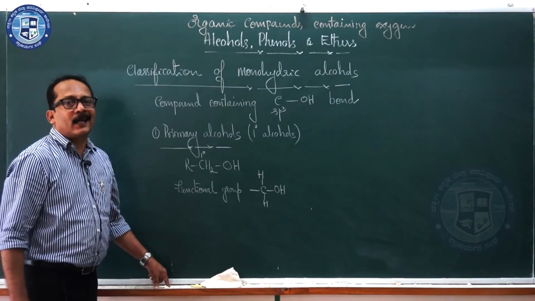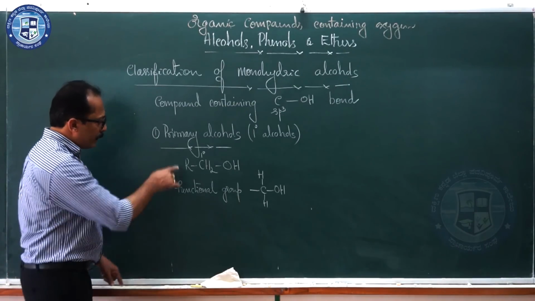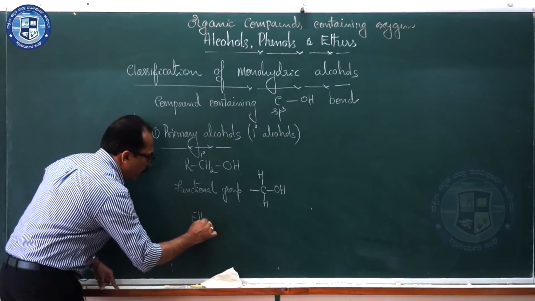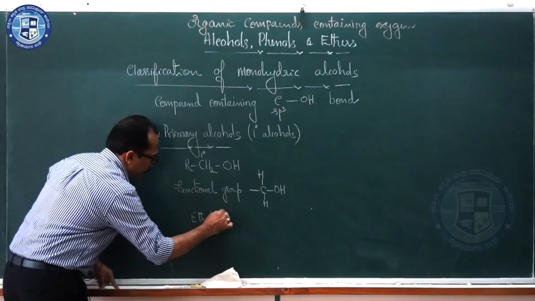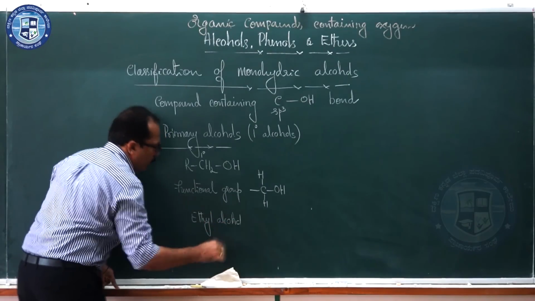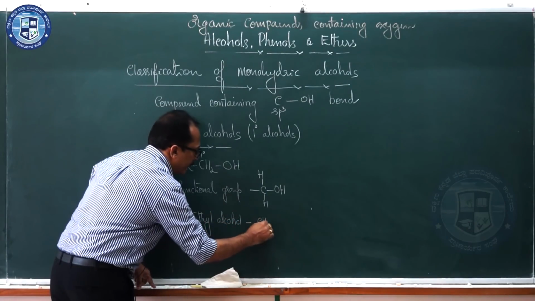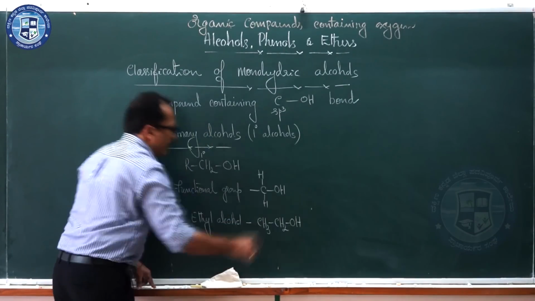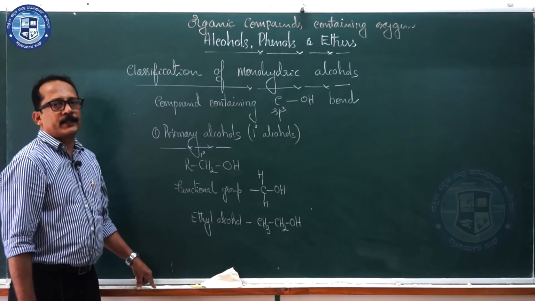Example for primary alcohols. According to the general formula, we'll take ethyl alcohol, CH3CH2OH.